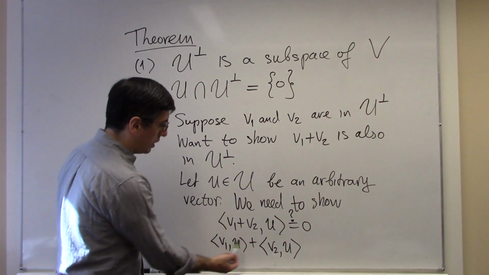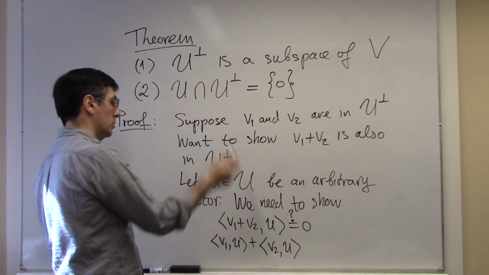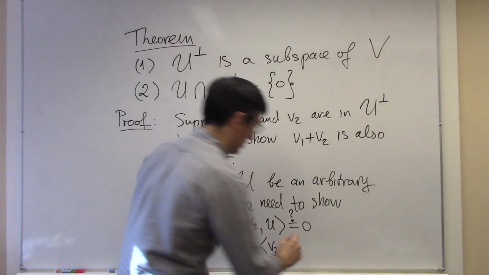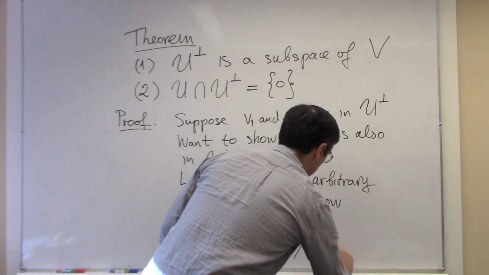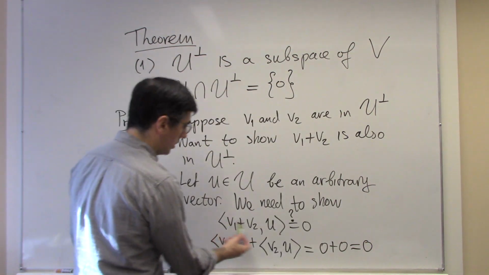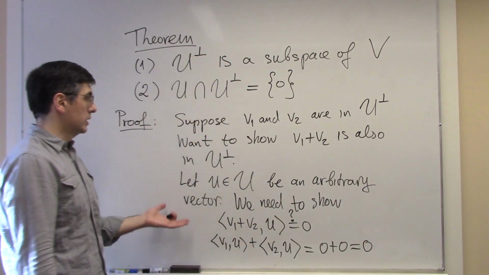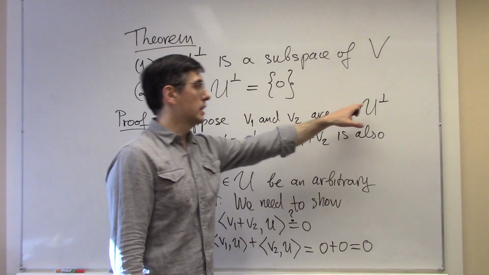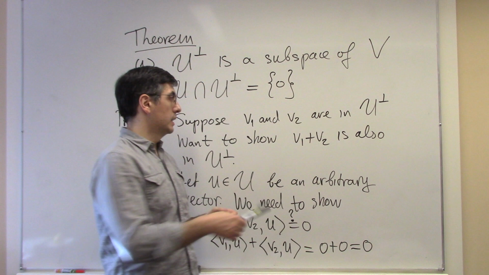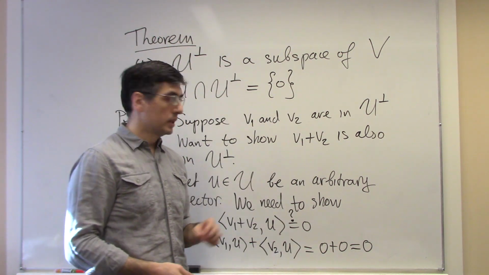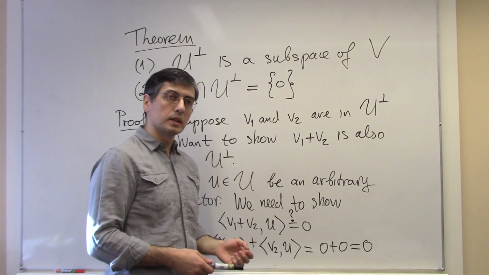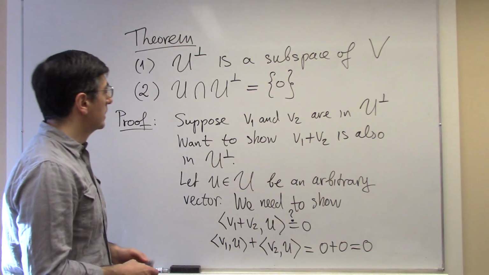Right, and v1 and v2 are in the orthogonal complement. So each of those, by definition, is 0. So this is equal to 0 plus 0, which of course gives you 0 as we wanted. So this shows that the sum of two vectors here is again in the same subspace, and then similarly you can prove that the scalar multiple of a vector here is in the same subspace. So that part I will leave to you.